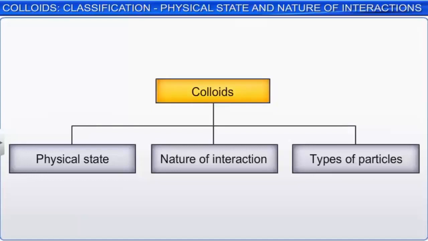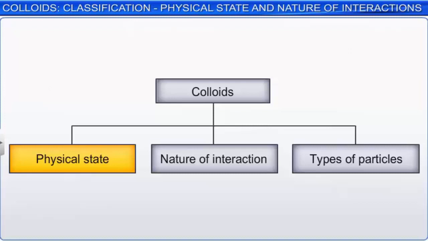Colloids can be classified on the basis of the physical state of the dispersed phase and the dispersion medium, the nature of interaction between the dispersed phase and dispersion medium, and the type of particles of the dispersed phase. Let us first discuss the classification based on the physical state of the dispersed phase and the dispersion medium.